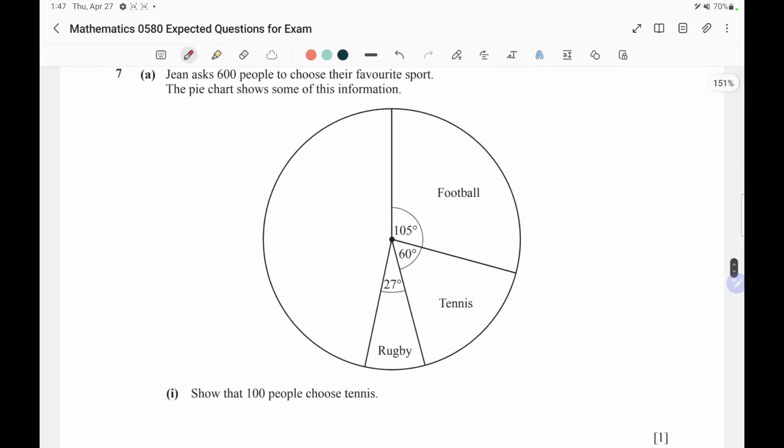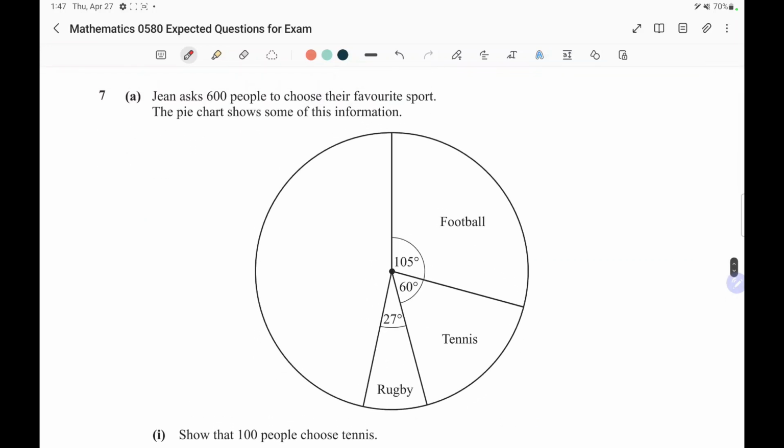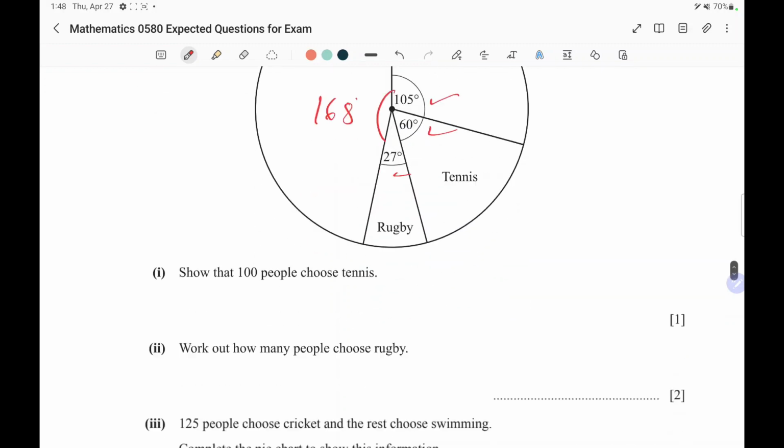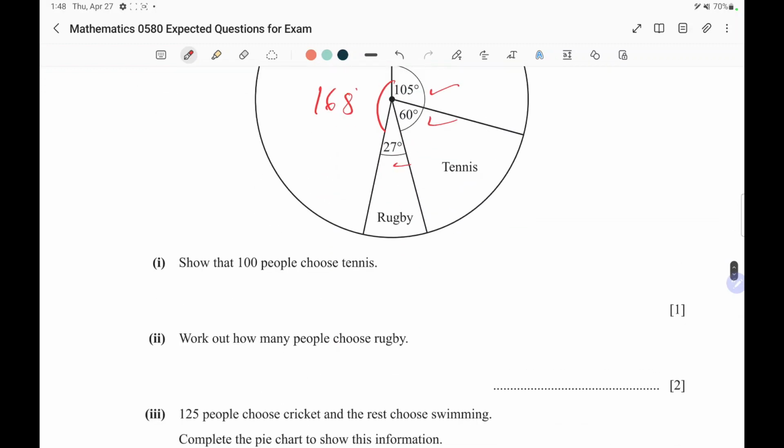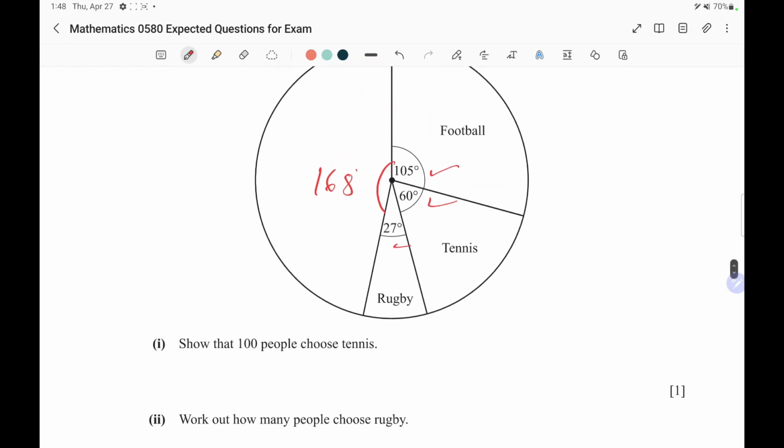Now move to the next question that says Jean asked 600 people to choose their favorite sport. The pie chart shows some of this information. So 105, 60, 27, we can get this angle also, which is 360 minus 105 minus 60 minus 27, which is 168.